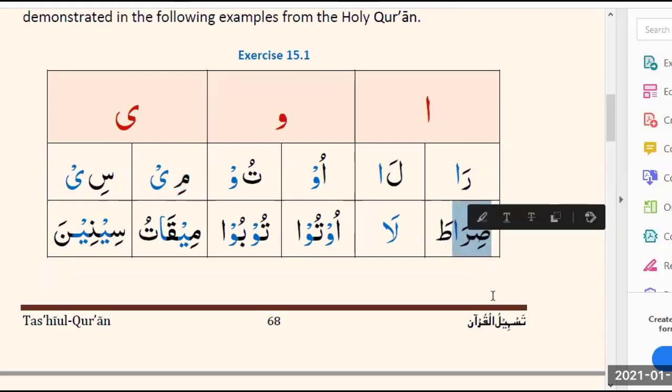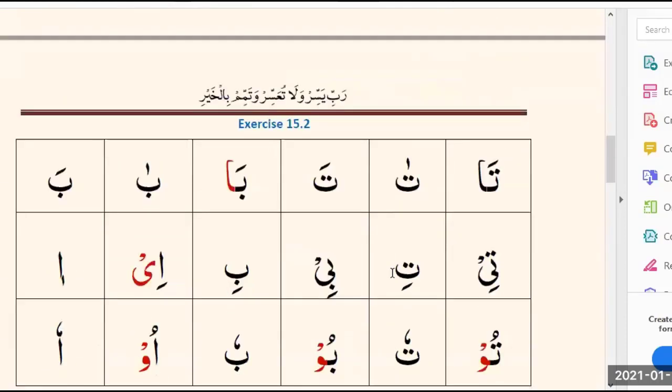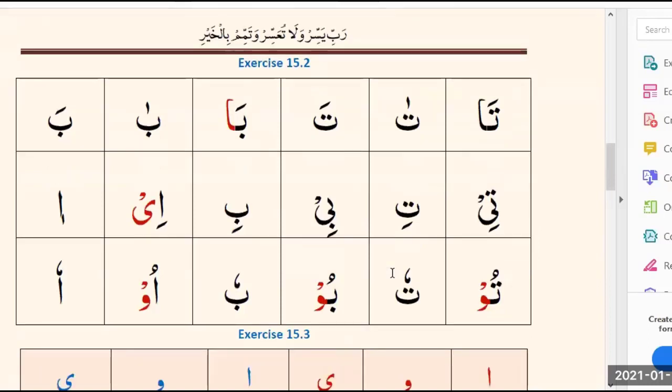Now please read this one. Sirata, La, Utu, Tubu, Miqatu, Sinina. Well done. 2 seconds here, 2 seconds here, and 1 second here. Jazakumullah. Now next, this one. Look, this is the huruful madda, and these are the long vowels as well, but a different sign. Continue, please.